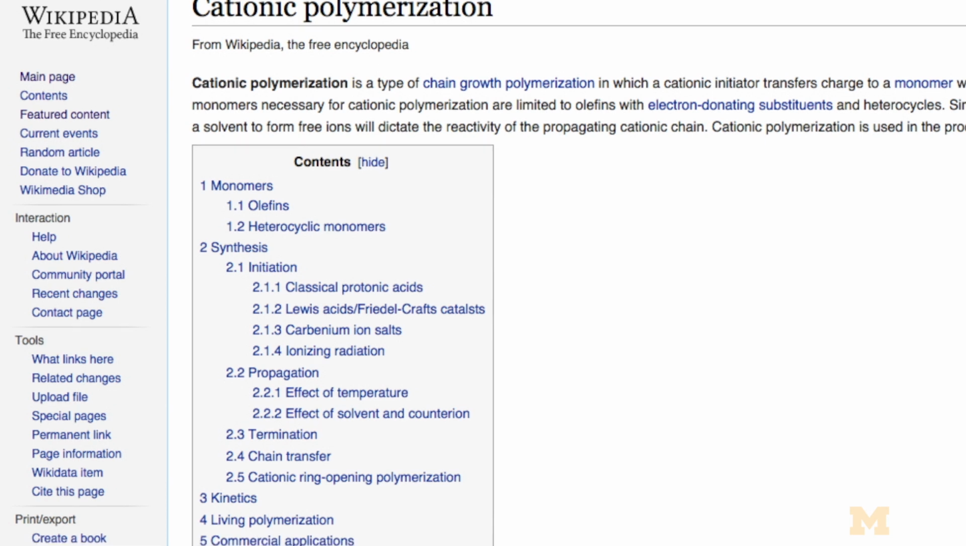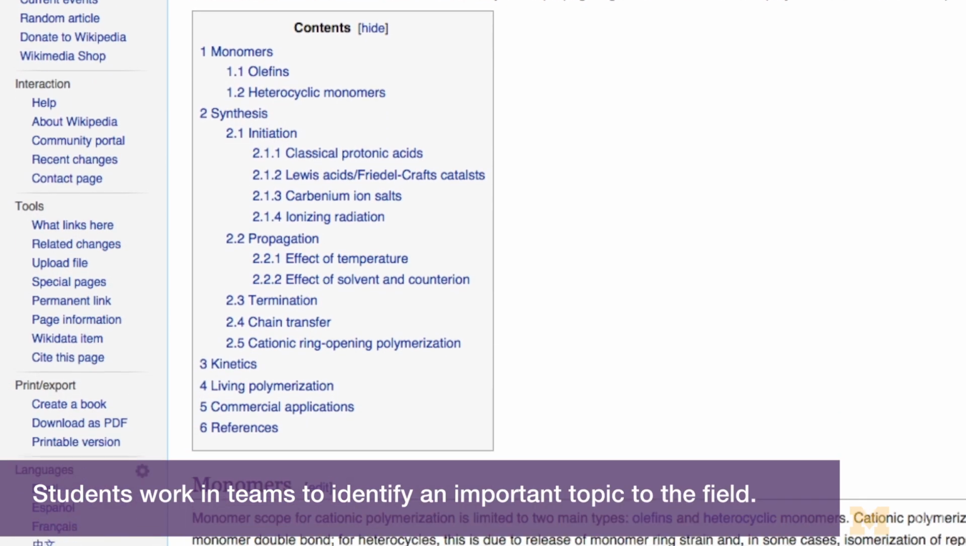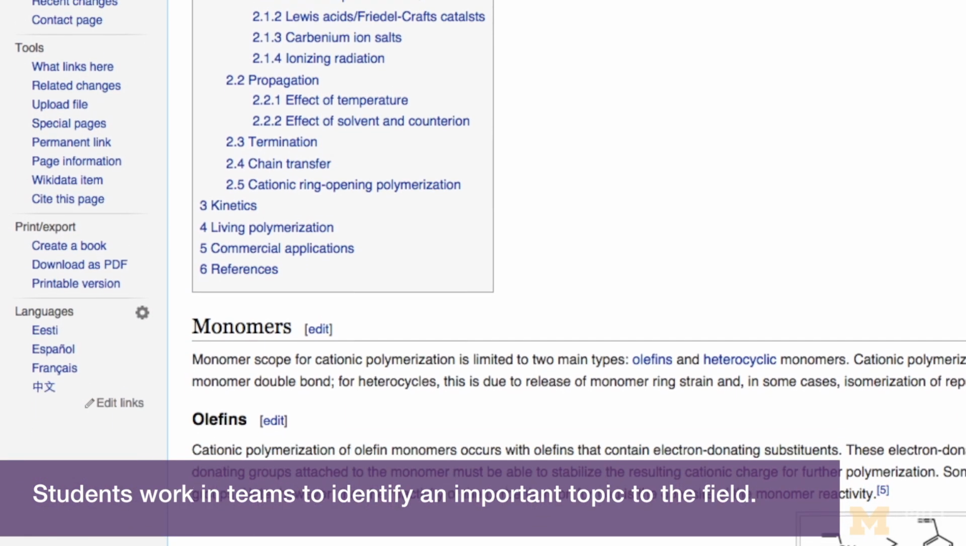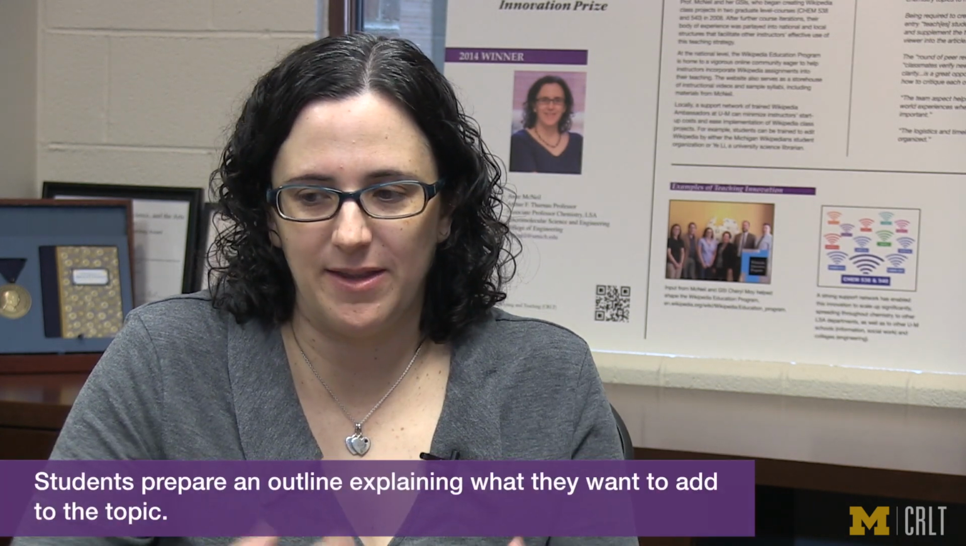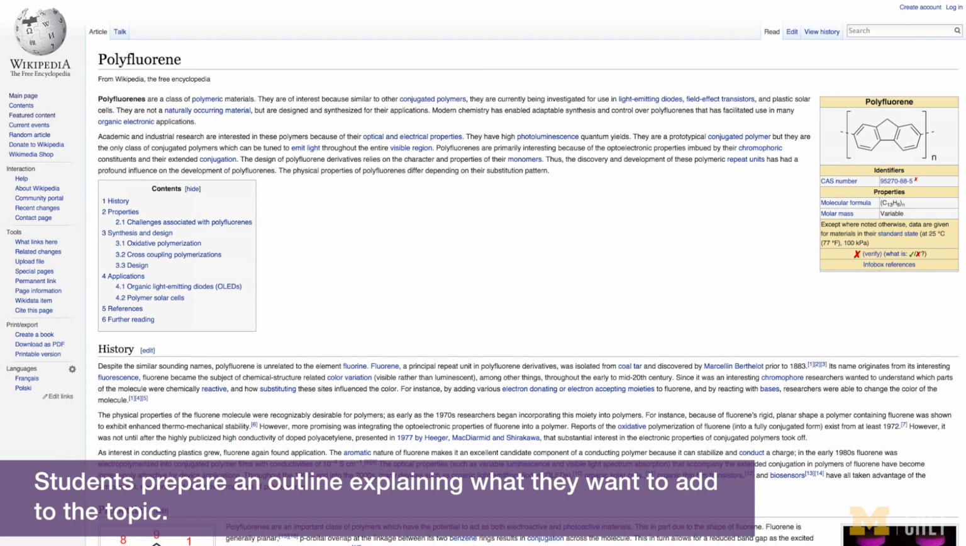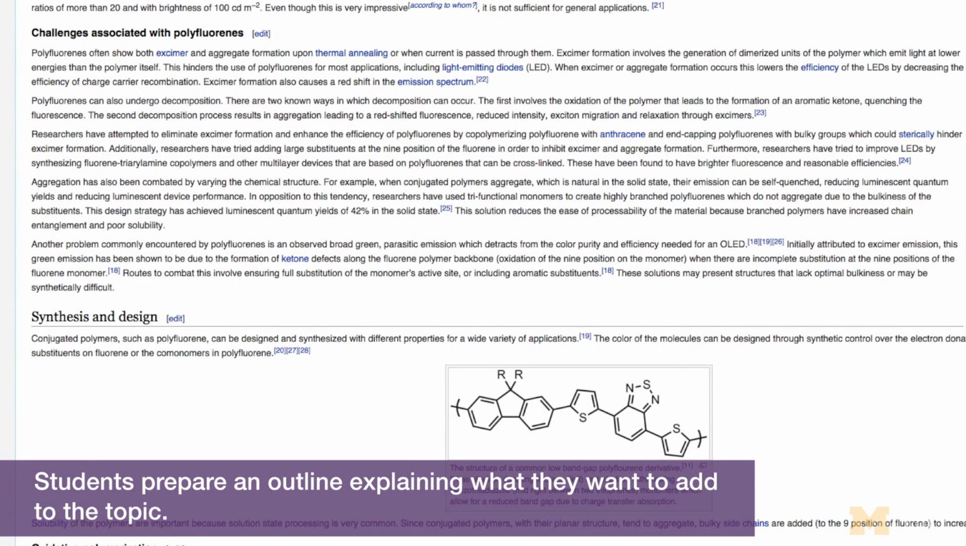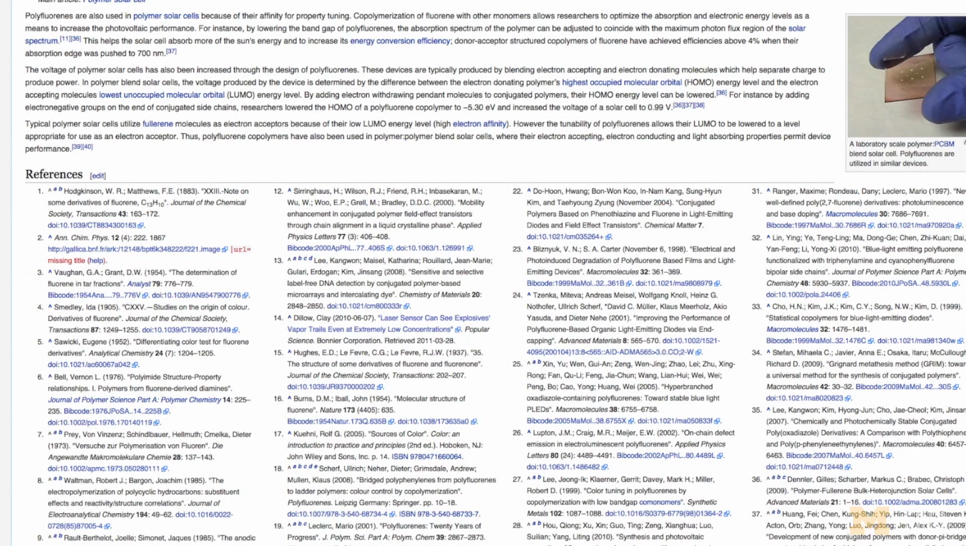They first have to identify a topic that is important to the field, but not covered adequately already on Wikipedia. And so that's their first challenge, finding an important topic and convincing me that it's an important topic and worth adding. Then they prepare a brief outline of what they want to add to it, and then they have to think about what's the most important aspect of the topic they've chosen. It involves a lot of literature research and digesting that research and analyzing it and figuring out what the key innovations are.